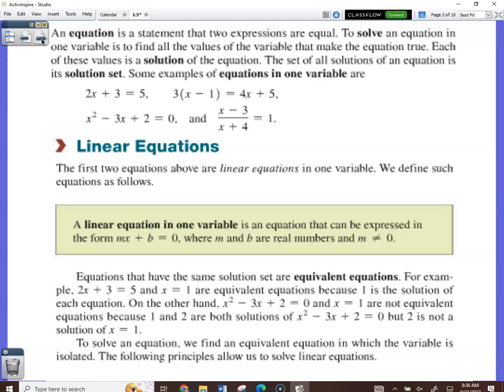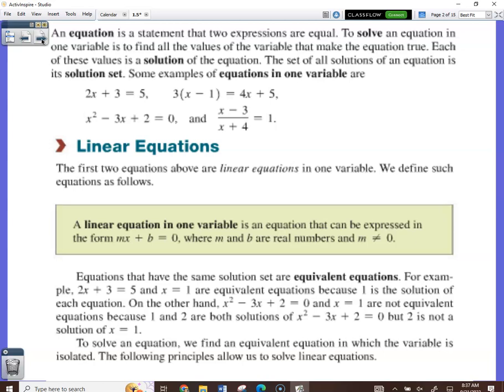If you recall from chapter R, you have to clean up the equation first. See if there's any like terms to be combined on the same sides, or if there's anything that needs to be distributed, you do that, then you start to solve. So you simplify first, then you solve it. After you solve it, you can take your answer and plug it back into the function or to the equation to verify if it's true or false. To solve an equation, find an equivalent equation where the variable is isolated. That's where you're just getting it by itself.